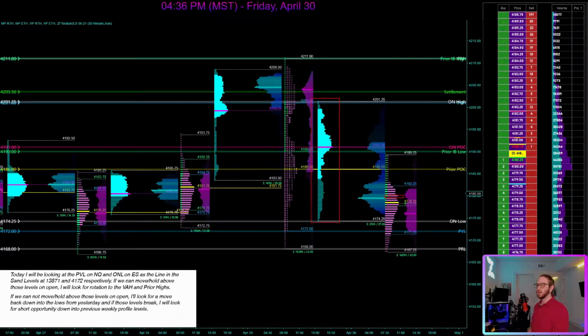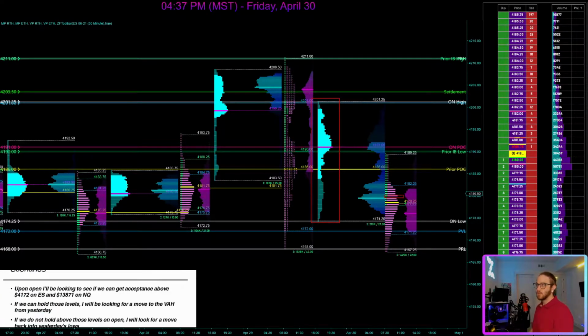So just to reiterate, today I was looking at the prior value area low and the overnight low as the line in the sand. If we could not move and hold above those levels on open, I was looking for a move back down into the lows from yesterday. And if those levels break, I was looking for short opportunities to previous weekly profile levels. And again, if we could move and hold above those levels on open, I was looking for a rotation to the value area high and possibly prior highs if those broke to the upside. Just to reiterate one more time, these line in the sand levels are essentially how I create my trade plan every single day.